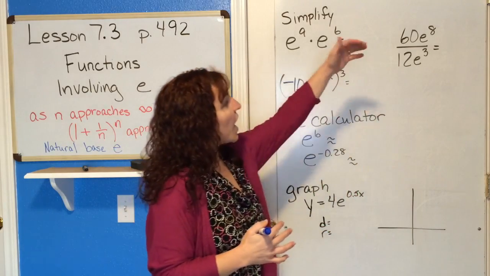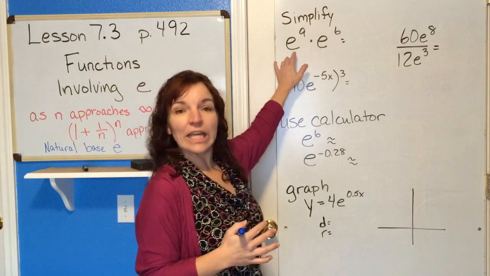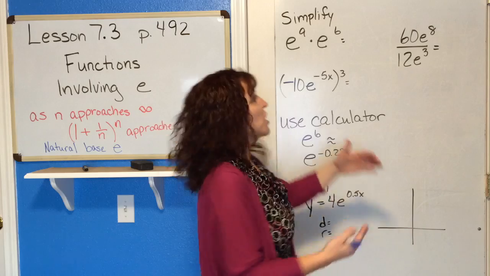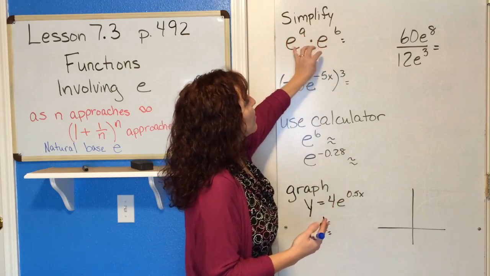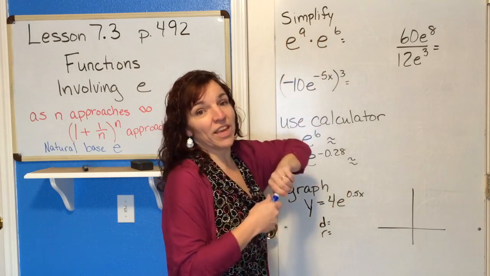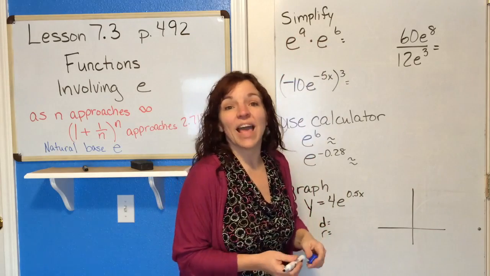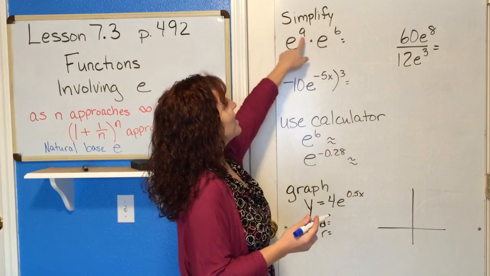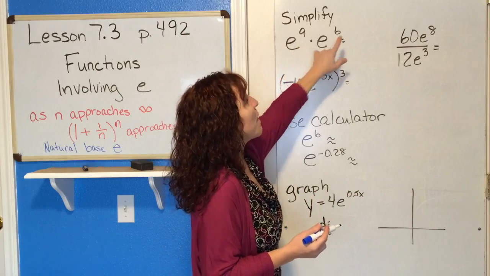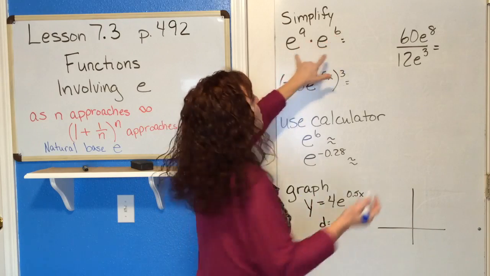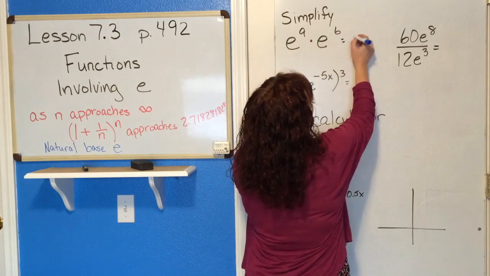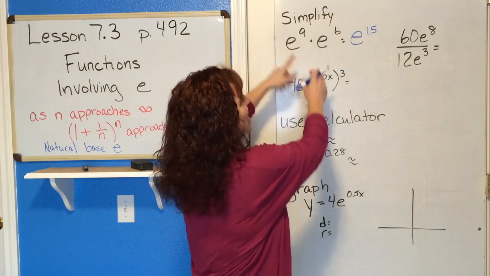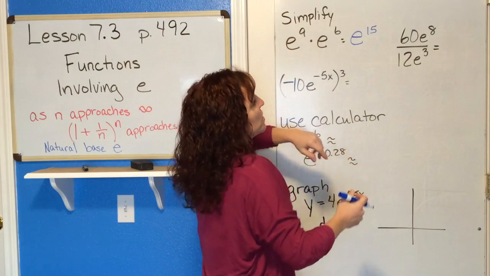We use the letter e just like we would with a pi or an i or even an x. So if you're simplifying expressions with the e, the same rules apply as do with any variable. So if you're taking e to the 9th power times e to the 6th power, you simply add your exponents, so you would get e to the 15th power. So if you multiply two bases that are the same, then you add their exponents.